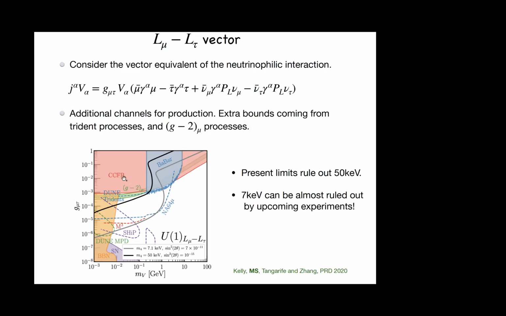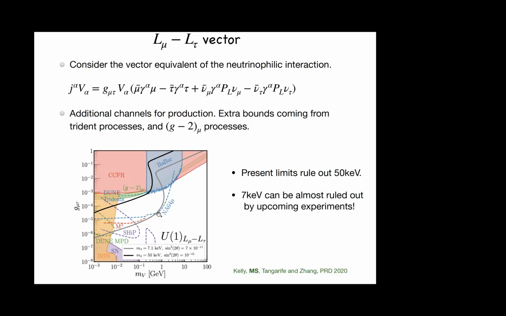You have bounds that arise from beam dump experiments, like SHIP and so on. And then you have bounds that arise from electron-positron collider experiments. And then this is the g-2 line, for example. And all these things can actually rule out the 50 keV line completely.